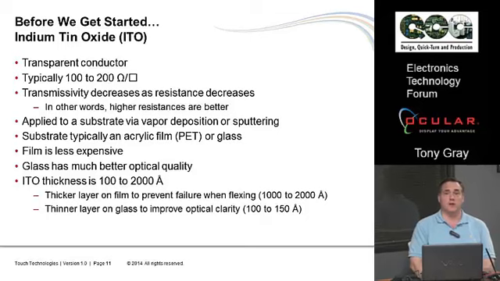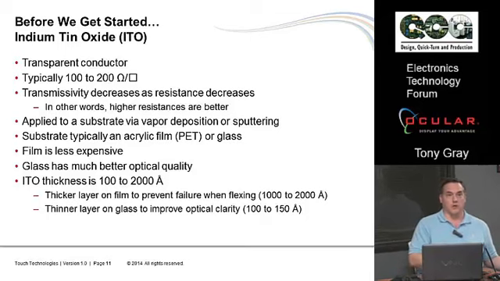The interesting thing to note here is that the transmissivity, how much light gets through, is dependent on that resistance. So the higher your resistance, the better your transmissivity. Basically, you have to dope it with more conductors in order to get the resistance down. And the more conductors that you add to it, the more light gets blocked by those conductors, and so your transmissivity actually decreases. So you generally want to have a higher resistance when possible.